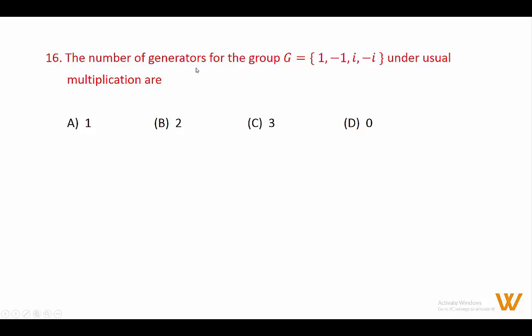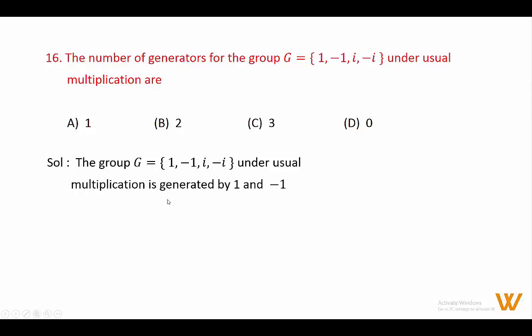16. The number of generators for the group G equal to {1, minus 1, i, minus i} under usual multiplication. The number of generators are only 2, 1 and minus 1? The group G, {1, minus 1, i, minus i} under usual multiplication, is generated by plus 1 and minus 1. This means generators are only 2. Answer is option B, 2.